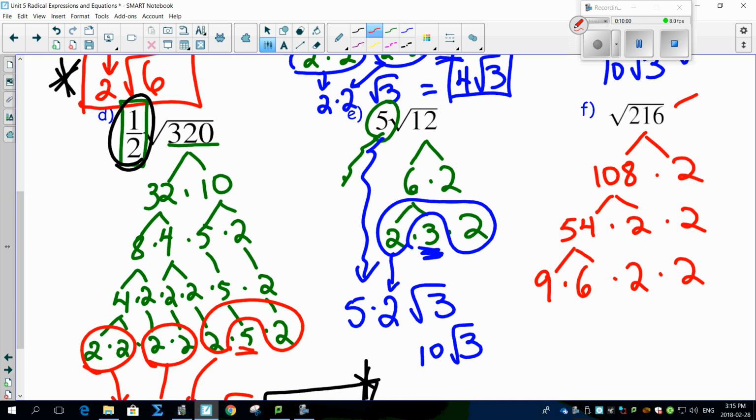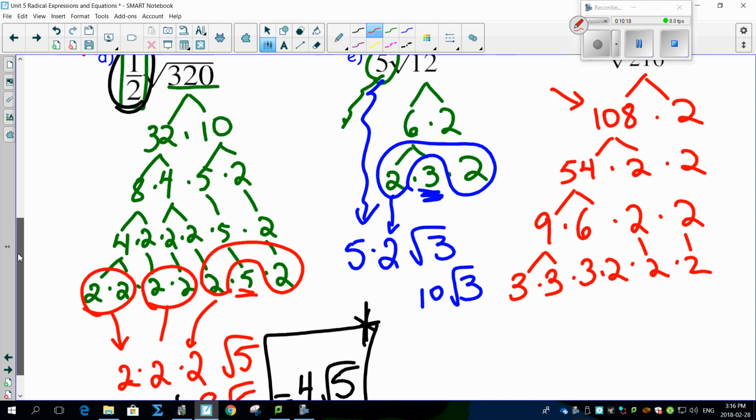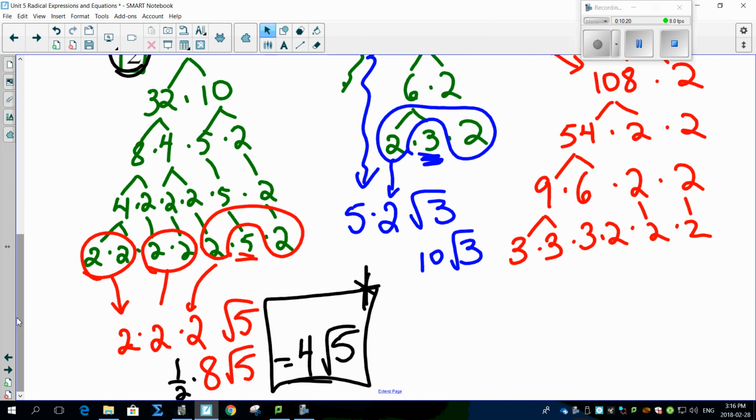So, you know, sometimes when you've got a big number like this, you might just have to go by twos. Okay, but once you get here, it becomes easy. Look at this. There's 3 times 3. There's a 6, which is 3 times 2. There's the other 2 that was there. There's the other 2 that was there. And just like before, let's start looking for pairs. Okay, so you got a pair of 3s. You got a pair of 2s, and that's it.